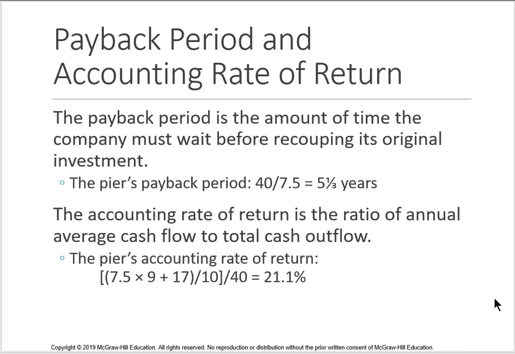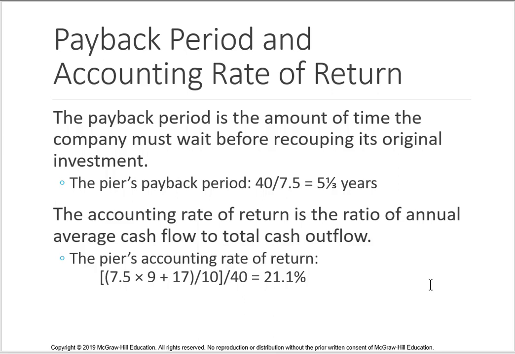So one of the first techniques that we can talk about is something called the payback period. The payback period is the amount of time it takes to get your money back. If the cash flows are even, unlike unequal, then you just need to divide the cost by the cash flows. So as you see here, if you divide 40 by 7.5, it'll take roughly 5.33 years, 5 1/3 years, for us to get our money back.